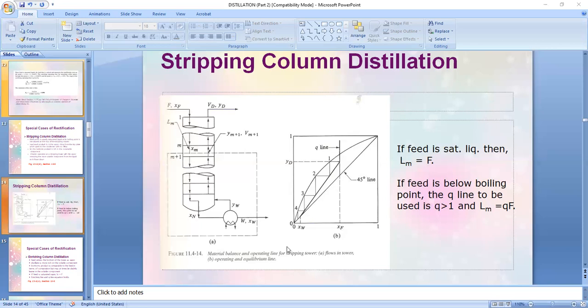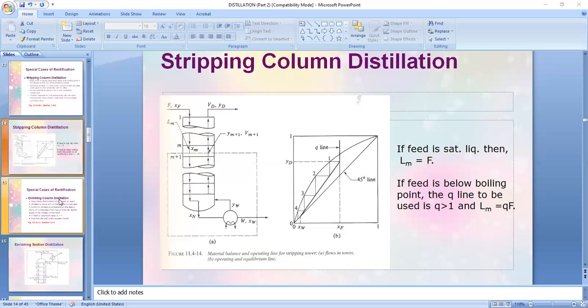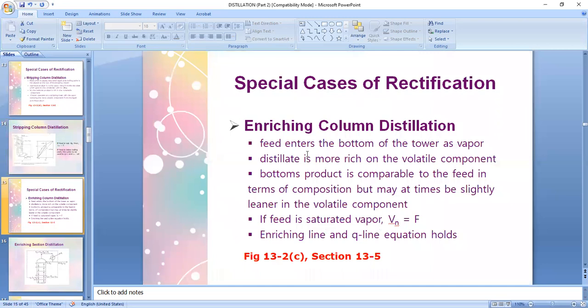Feed is saturated liquid introduced on top. There's no reflux liquid that is returned into your column, and there is no enriching section. Okay? So that's our stripping column distillation. So I should have started with that before I went to the enriching column distillation.